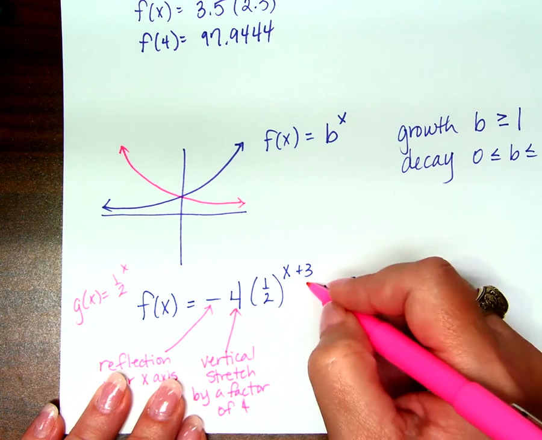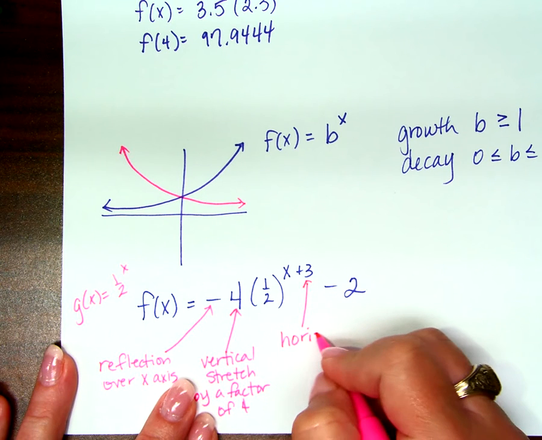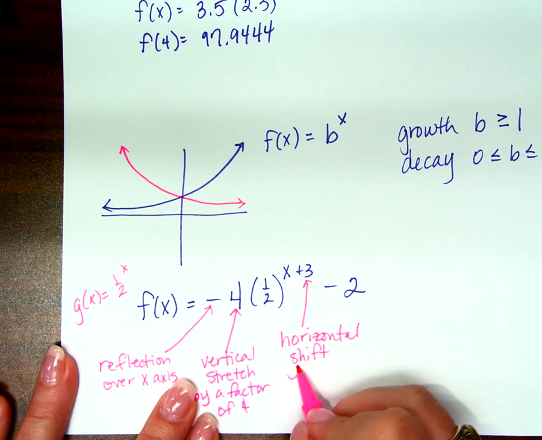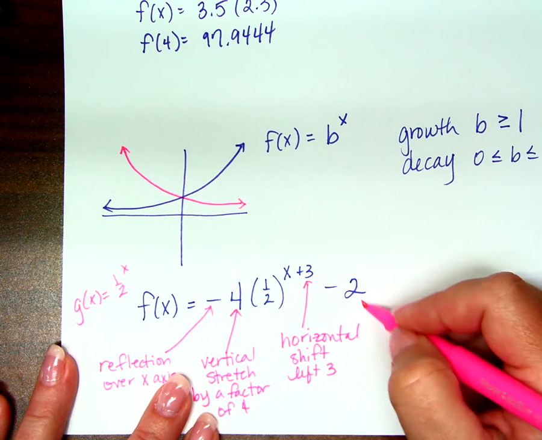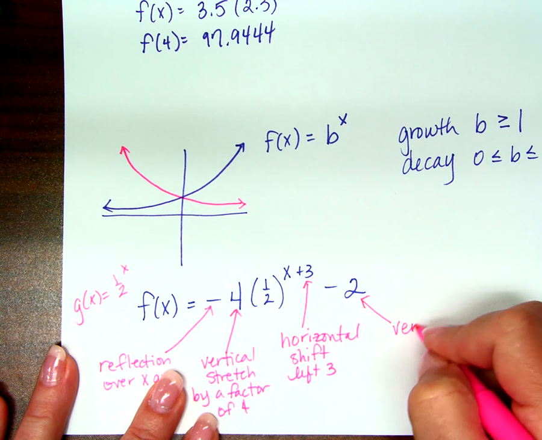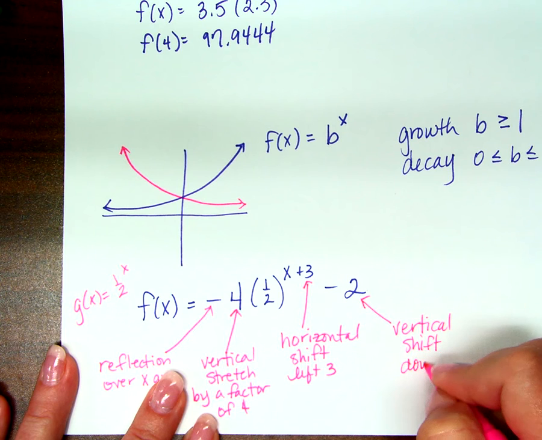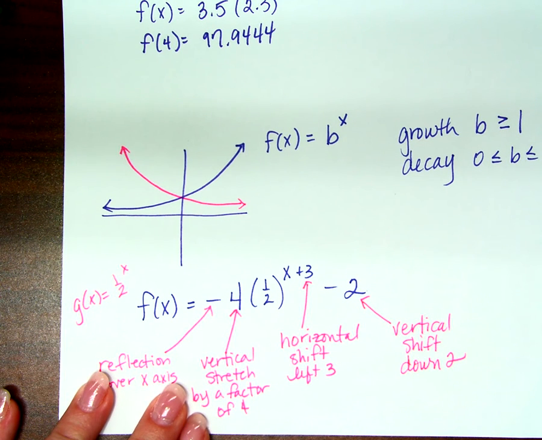Okay? What does that 3 cause? It is a horizontal shift, left 3, and it's horizontal because it is inside the function, right? When we're talking about an exponent, we're talking about inside of the exponent or outside of the exponent. And what kind of change does this cause right here? Okay. Vertical shift down 2. And it's vertical because it's outside, right? Outside of the equation.